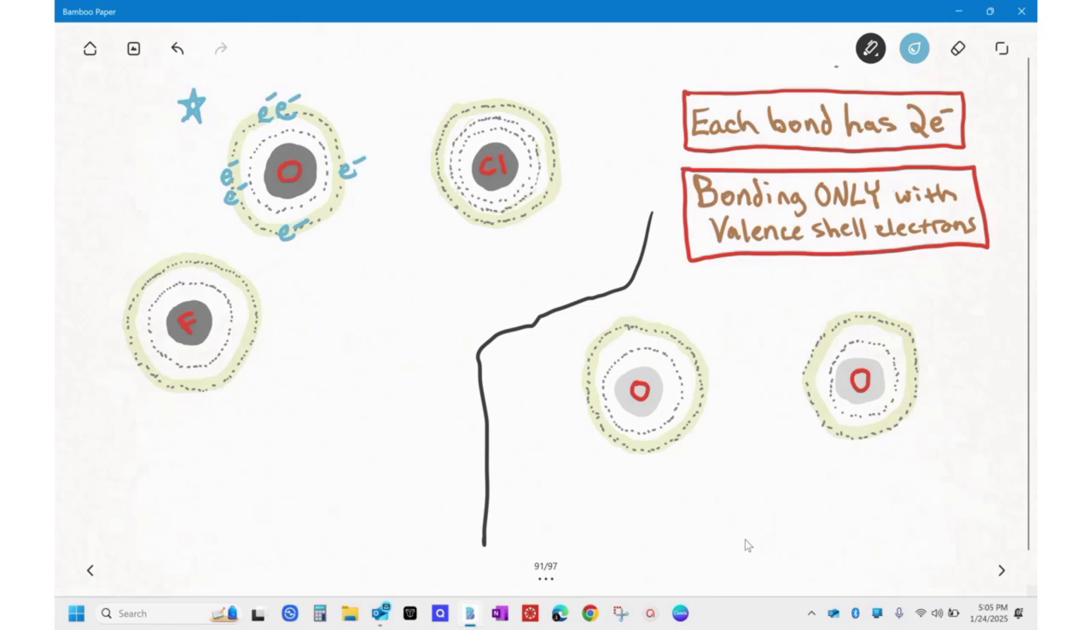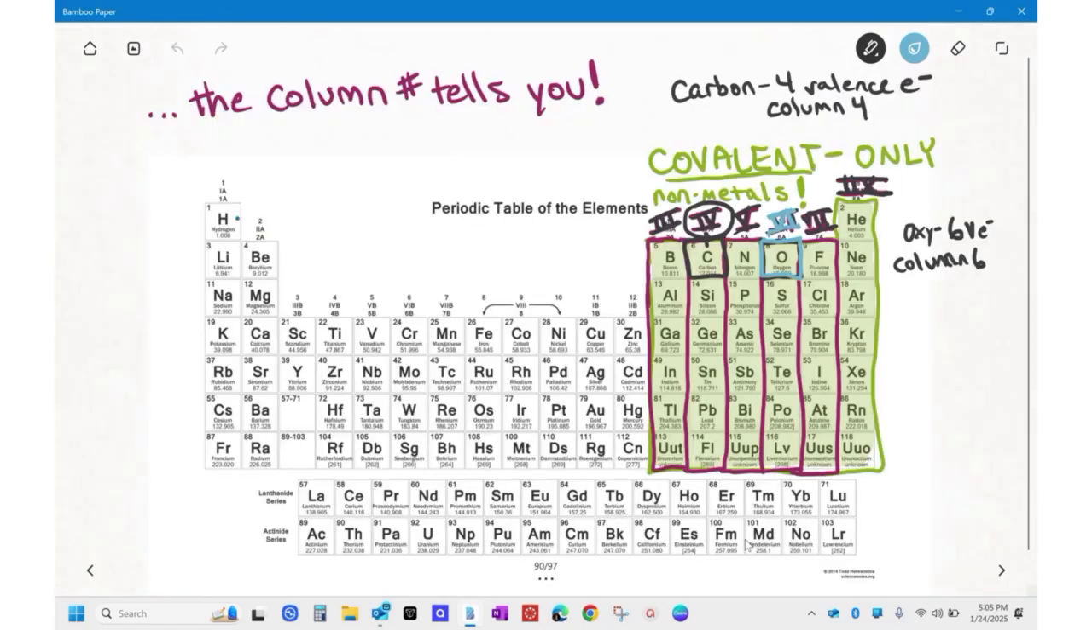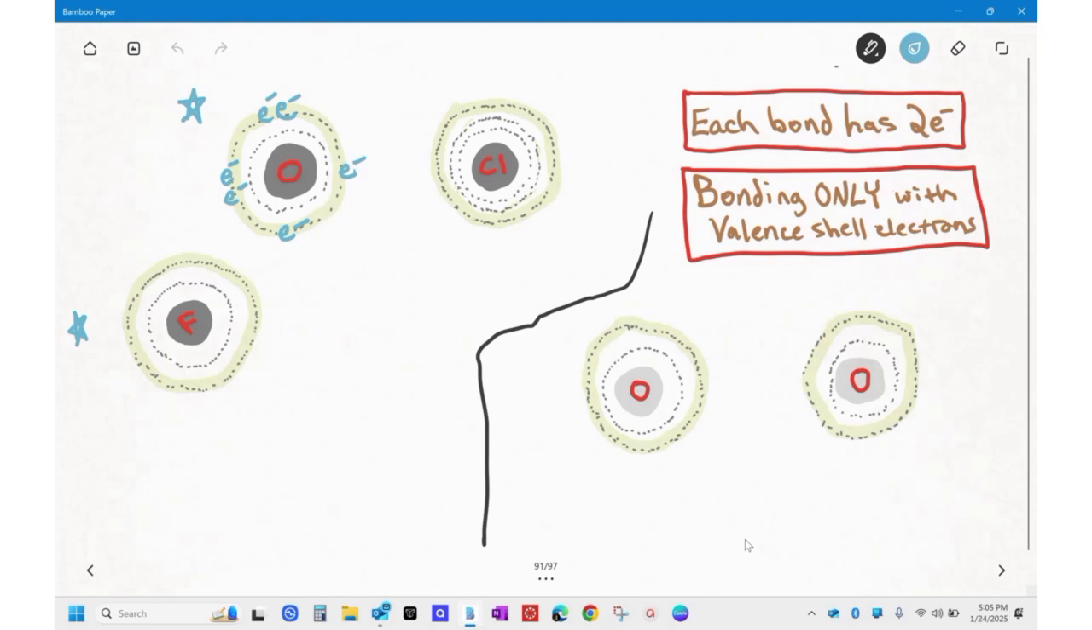In order for oxygen to get 8 electrons in its valence shell, it needs to bond with neighboring atoms who are able to share their electrons with oxygen. So let's look at this F down here. How many electrons are in fluorine's valence shell? Well, let's go back to the periodic table. Here is fluorine right next to oxygen on the periodic table, and fluorine is in column 7. That means fluorine has 7 electrons in its valence shell. So let's draw 7. 1, 2, 3, 4, 5, 6, 7.